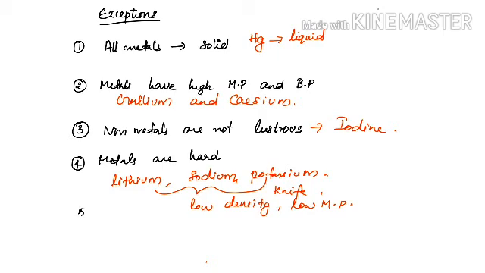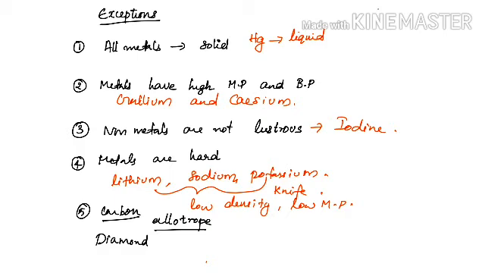Okay, then the fifth exceptional case. Normally we have studied the non-metals, right? But there is a non-metal known as carbon. Carbon is a non-metal, and carbon can exist in different forms. That property we call allotropy, and the different forms are called allotropes. The common allotropes of carbon include diamond. Diamond is one form of carbon, and carbon is a non-metal, right?